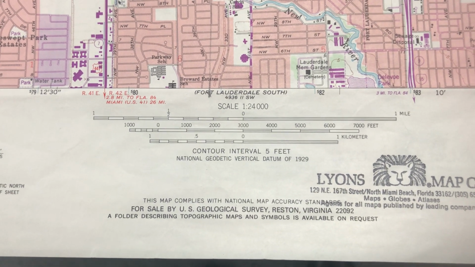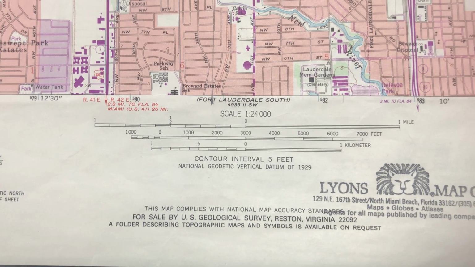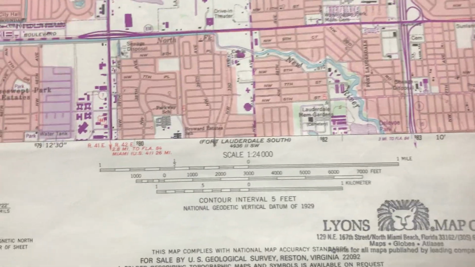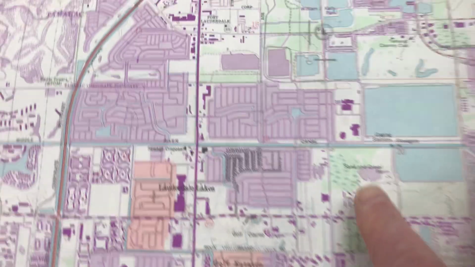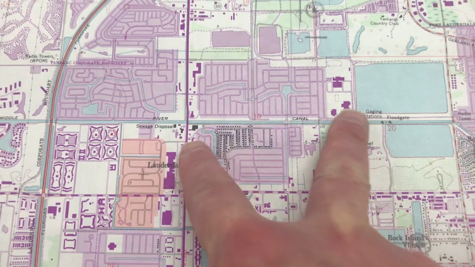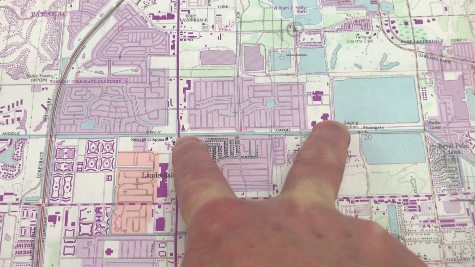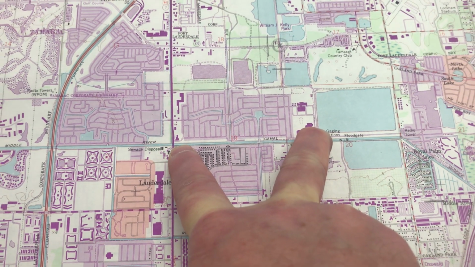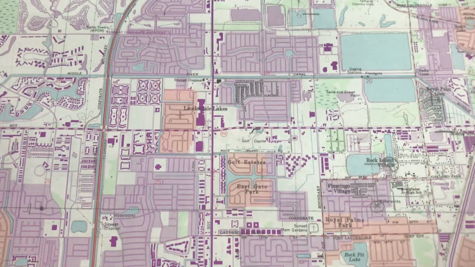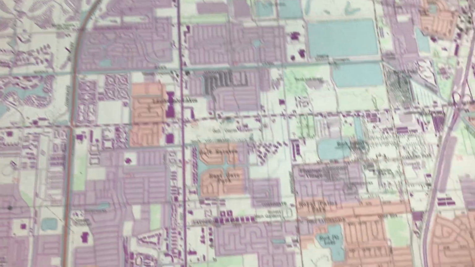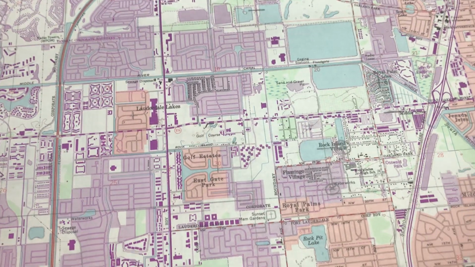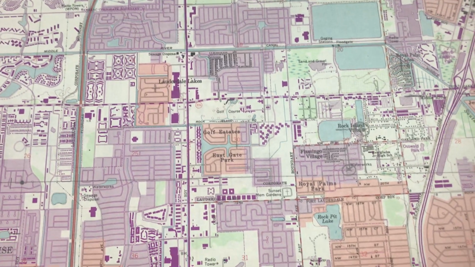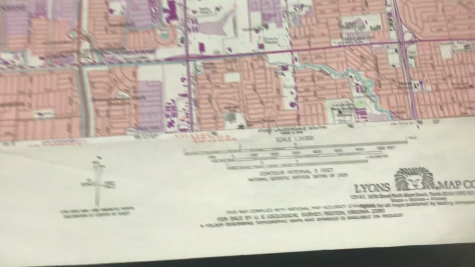What that tells you is that if you want to know the size of anything on the ground, you can measure it on the map and then multiply by 24,000. So if you want to know the distance from here to here, you can measure it with a ruler and then multiply that by 24,000 to know how big it is on the ground. That's a very important fact that's going to come up again and again as we work with the maps.